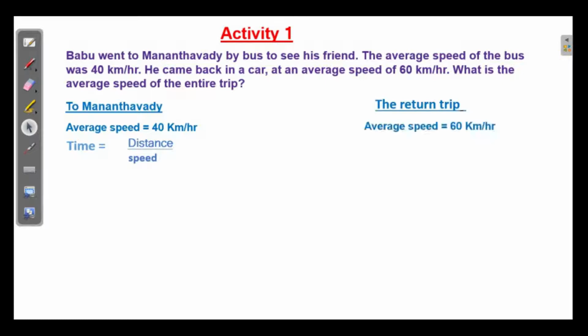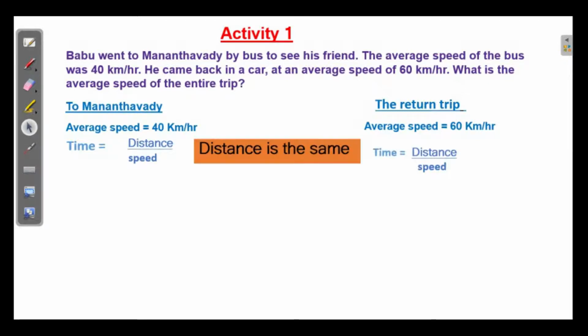It is given that for the return trip the average speed is 60 km per hour. The distance is the same. He has to travel the same distance to Manandawadi and for the return journey. So the distance is the same, so we have to take a convenient distance.